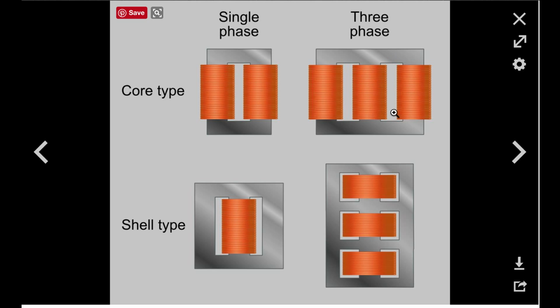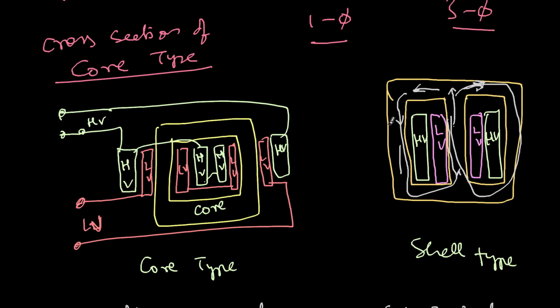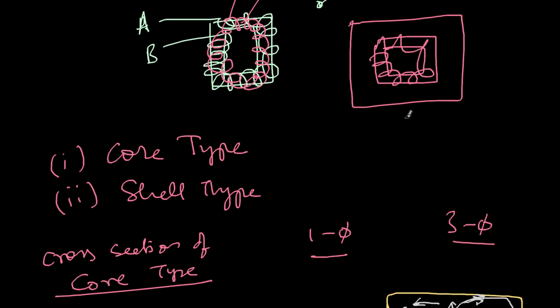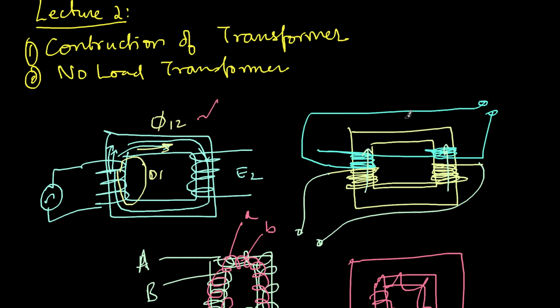Similarly, this is the core type three phase transformer structure, and this is the shell type three phase transformer structure. Figures like these, when you look at them pictorially, give you a lot of information. I found this on Wikipedia. You can search online and find out about the construction of transformers. You will find several resources, so I encourage you to search and find out more.